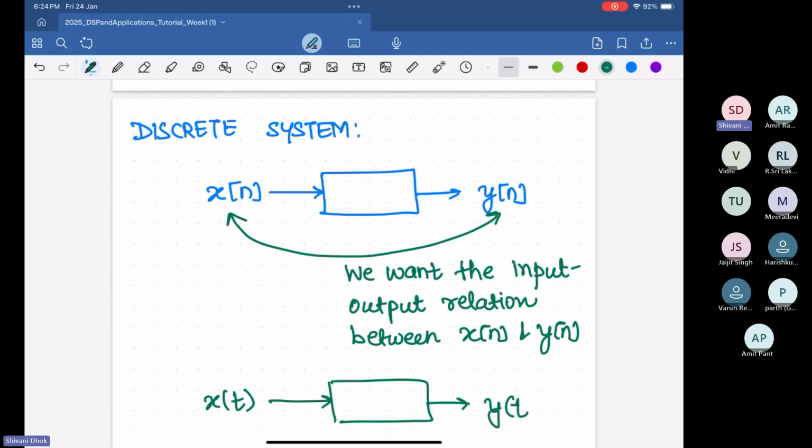and y of t. So basically, x of n is the sampled version of this x of t, and y of n is the sampled version of this y of t. So we want to develop this particular input-output relation, and we'll dig into more of these things as we proceed in this particular course. So this is all about the recap of this particular week.